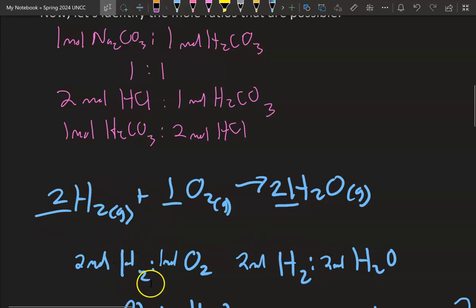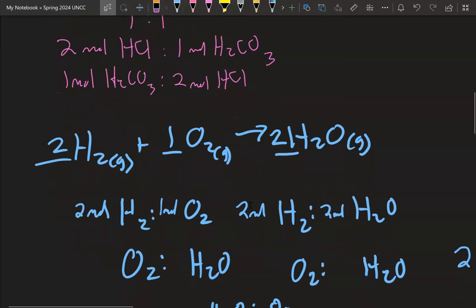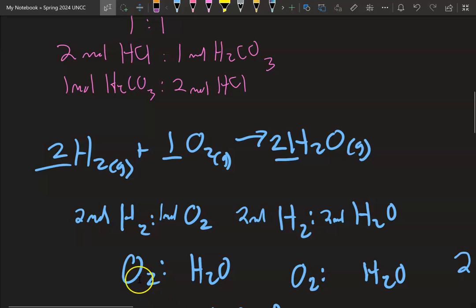So again, in this example, we would be looking for hydrogen to compare with oxygen, and in this one you're looking at hydrogen compared to water. So you see how you can compare the reactants, and then the reactants to the products. All right, so let's look at a couple more here. All right, so oxygen to water. So what would oxygen to water be? Right, it's 1 mole of oxygen to 2 moles of water.